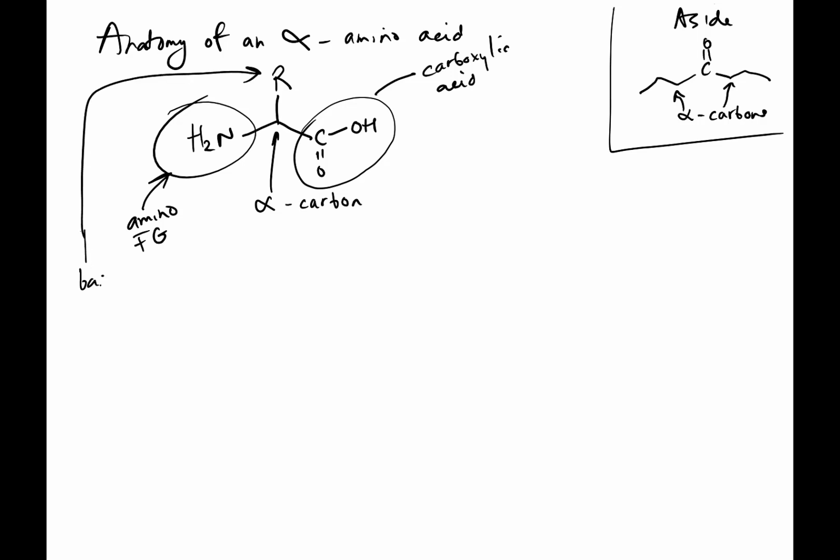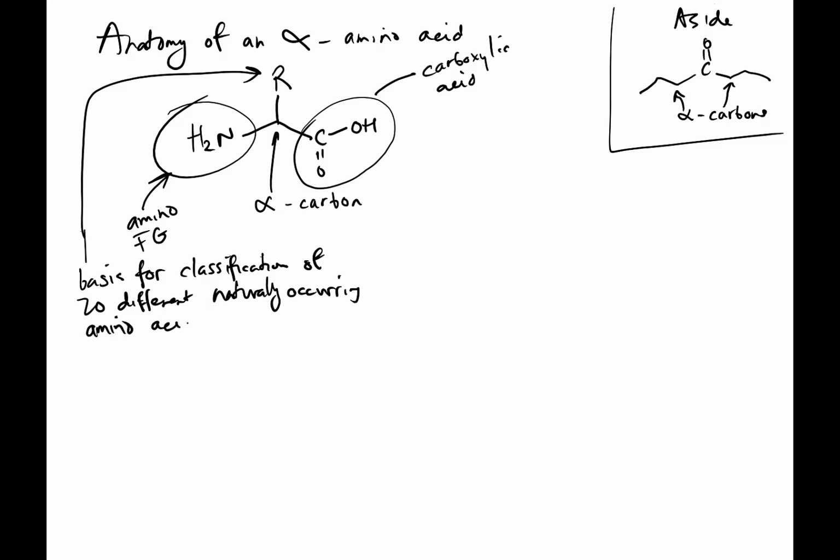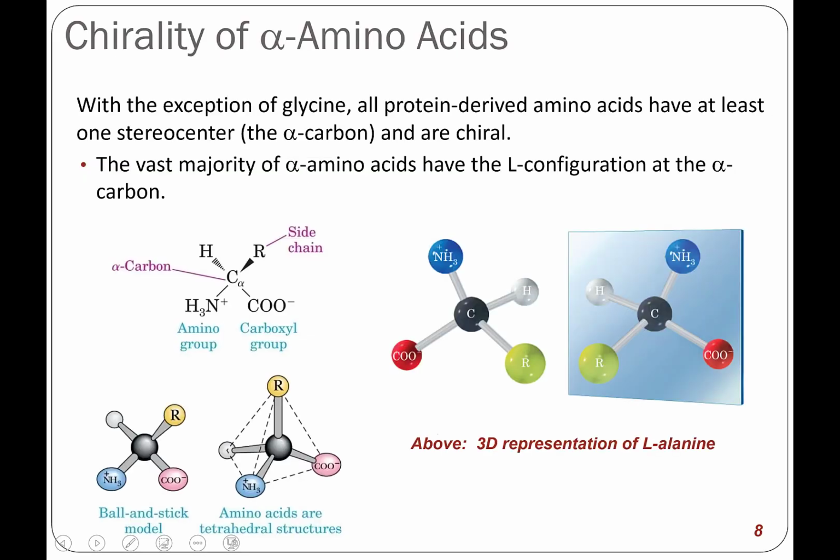Now, the R group here is the basis for classification of the 20 different naturally occurring amino acids. Okay, so what I mean by that is they're different. Each amino acid, I'll just put AA if you don't mind for amino acids from now on, has a different R group.